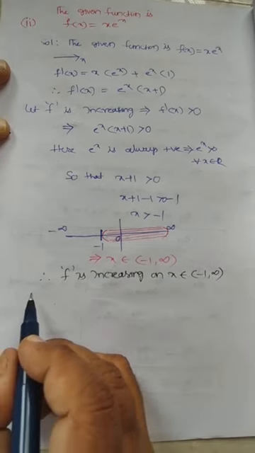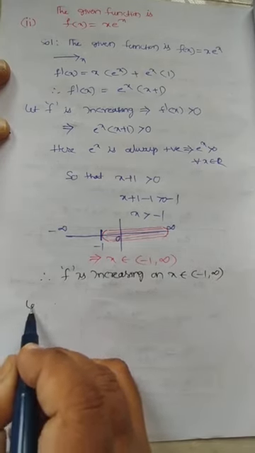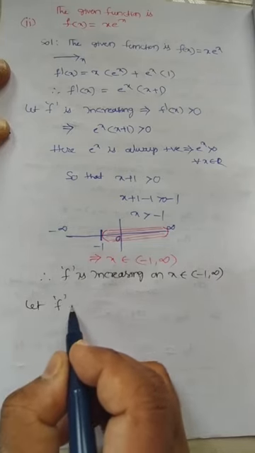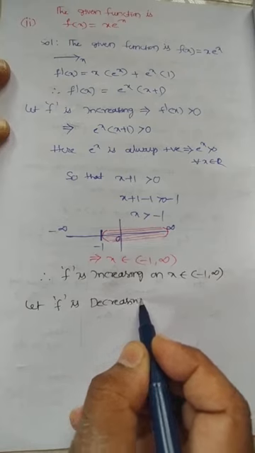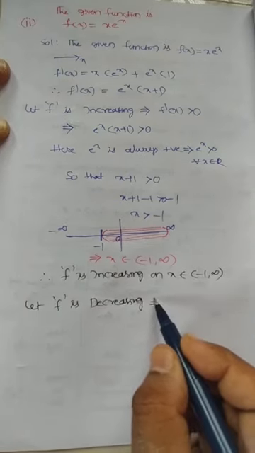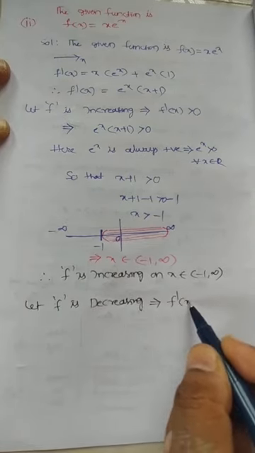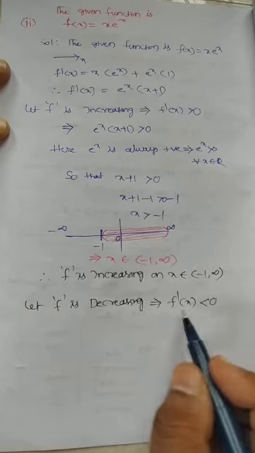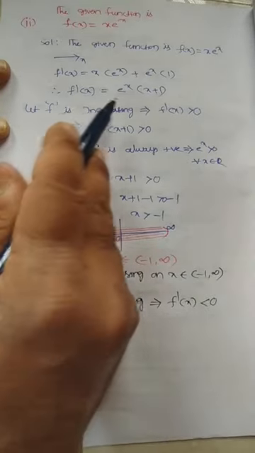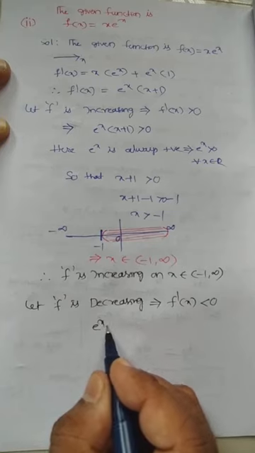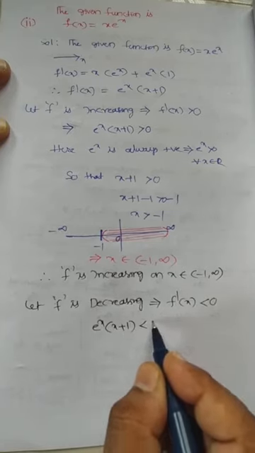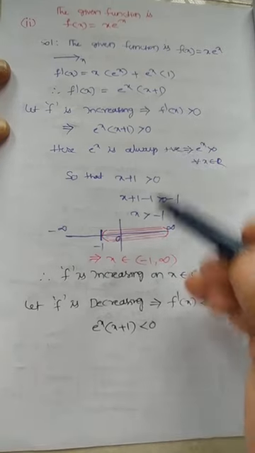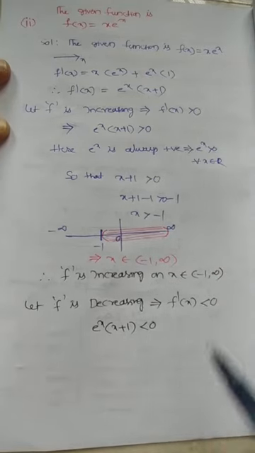The similar case: let me suppose f is decreasing. That implies f dash of x must be less than 0. What is our f dash of x? This one. So e power x into x plus 1 must be less than 0. So it is completely opposite to the increasing function's relation, isn't it?